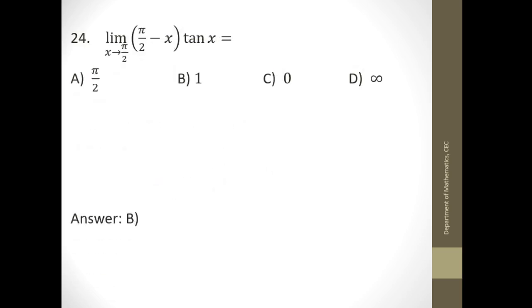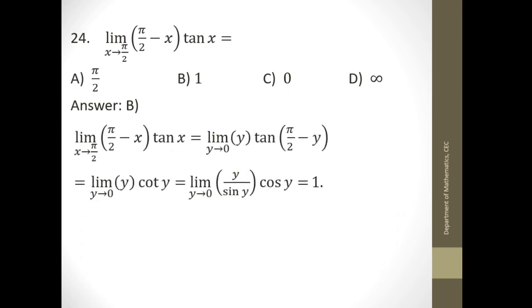Limit x tends to pi by 2. Take pi by 2 minus x as y. Then x is pi by 2 minus y. Tan of pi by 2 minus y is cot y. Therefore, limit y tends to 0. X tends to pi by 2 means y becomes 0. Y cot y. Cot means cos y by sin y. Y by sin y, limit y tends to 0 is 1, and cos 0 is 1. Therefore, answer is B.